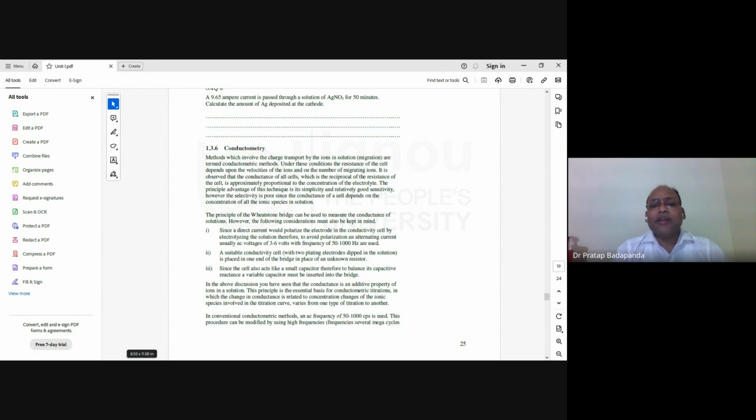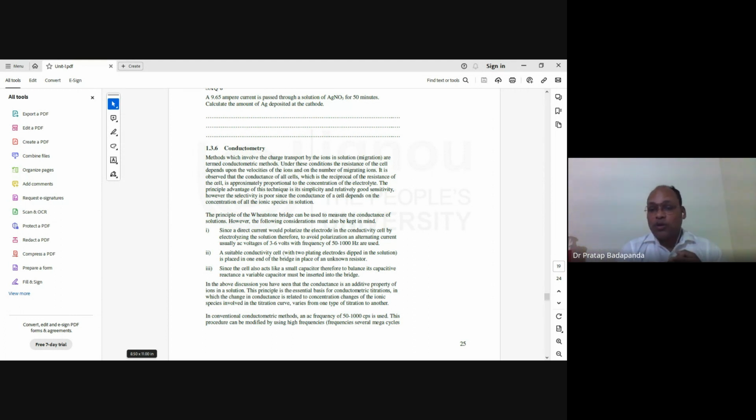The methods involving charge transport by the ions in the solution are termed conductometric methods. How much charge, with reference to the resistance. Under these conditions, the resistance of the cell depends upon the velocities of the ions and the number of migrated ions. See, if more ions are transferred from anode to cathode, then what will happen? The resistance will be less. If resistance is less, then what will happen? The flow of current will be more.